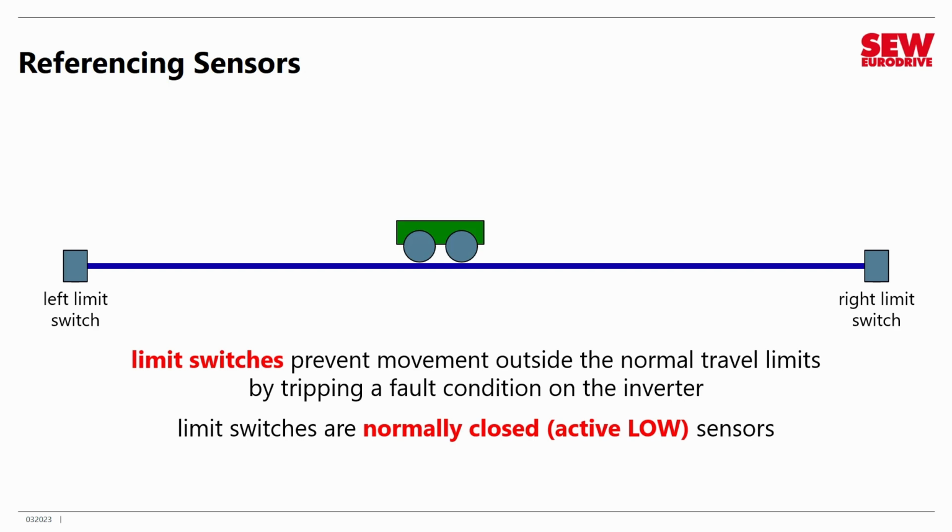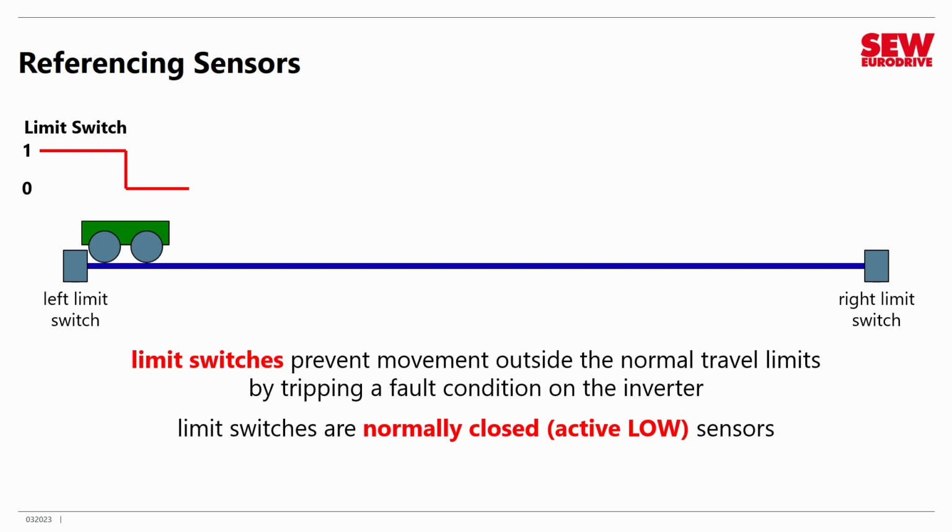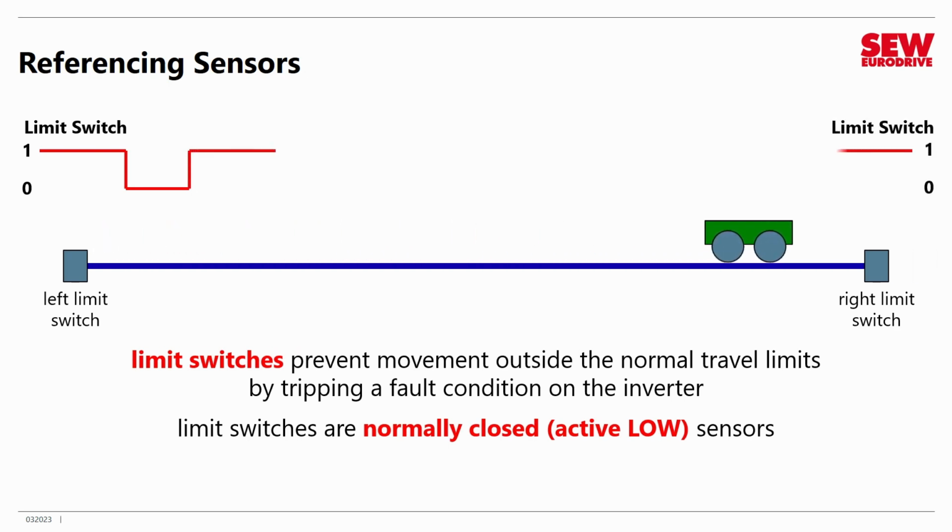Let me show you the limit switch in action. As you head toward the left limit switch, you're high, but when you touch it, it goes low. And then when you move off it, it goes high again. The right limit switch works the same way. It's normally high, but when you touch it, it goes low. And when you move off it, it goes high again.